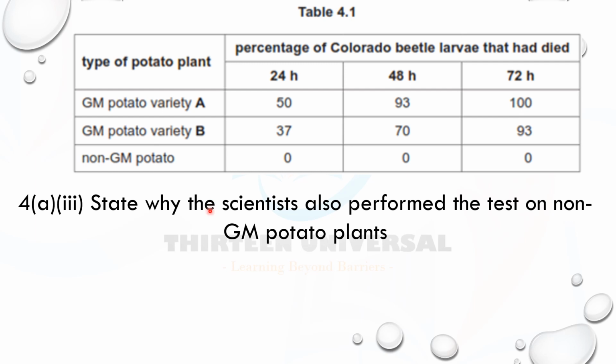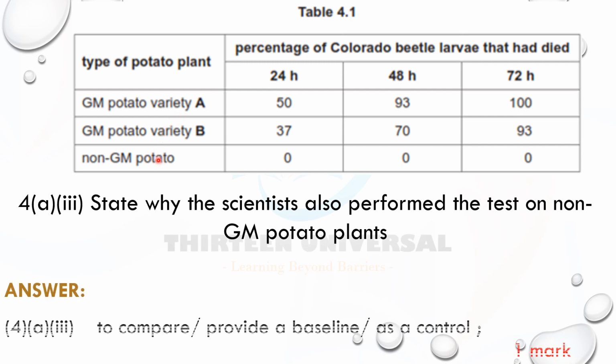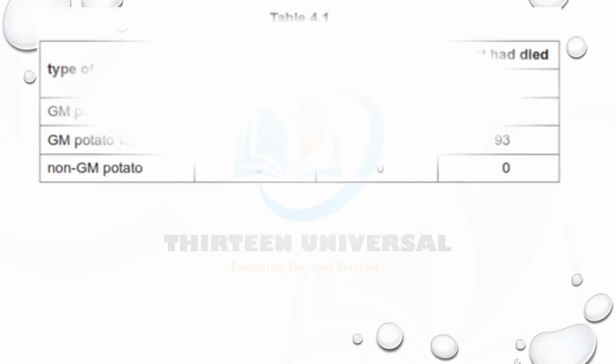So why, of course, is for control, to compare with the GM plant, to serve as control, to provide a baseline. 1 mark. All right, let's go to the next question.